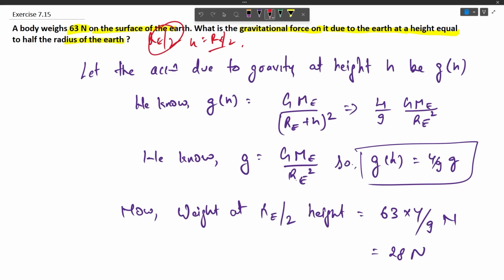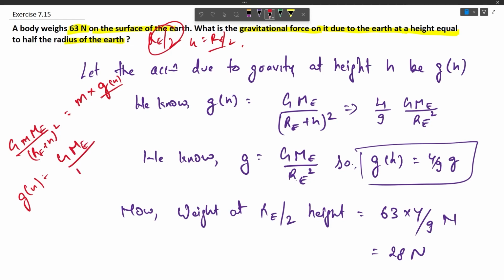So we can simplify this question by finding out the acceleration due to gravity at a height equal to half the radius of the Earth. Now we know that the force of gravitation equals G, the gravitational constant, times the mass of the body, that is our test body, and the mass of the Earth, divided by the distance of separation between them, that is the radius of the Earth plus height h, squared. Now this will be equal to the mass of the body times the acceleration due to gravity at height h. Since the masses are equal, the ratio of them will be equal to 1. Now the acceleration due to gravity, gh, will be GMe divided by (Re + h) squared. Now here h equals Re by 2.